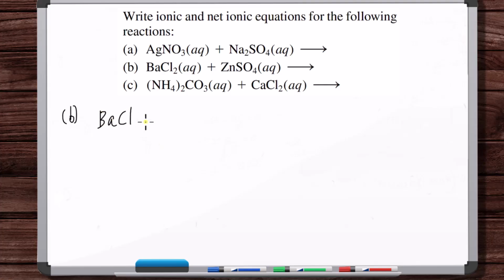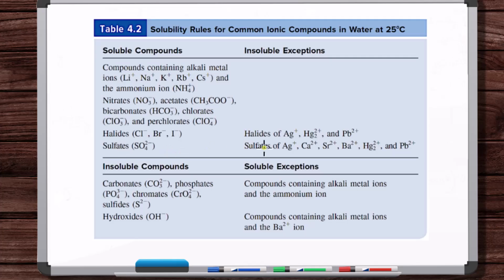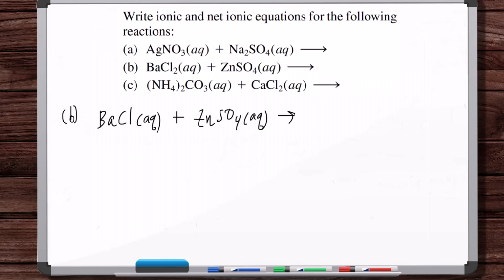Part B, let's write the molecular equation. So barium chloride, aqueous, plus zinc sulfate, aqueous. Now when these ions all get to intermix and interact, what happens when the barium and the sulfate ions interact? Sulfates are all soluble with the exception of, so one exception involves barium. So this is BaCl2. Barium, Ba2 plus, and SO4 2 minus. This is the resulting compound.